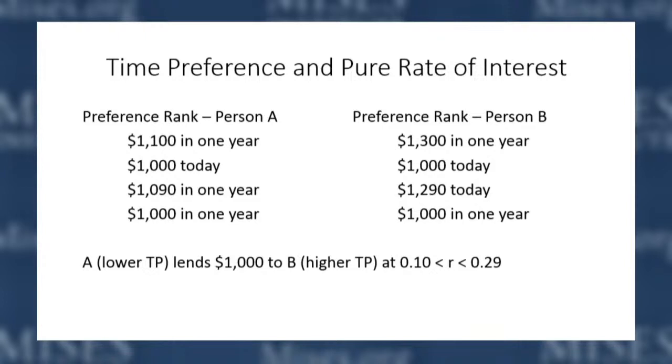And you can see then that person B has a more intense time preference, right? A higher rate of time preference. In order to get person B to sacrifice $1,000 today, the premium would have to be $300.